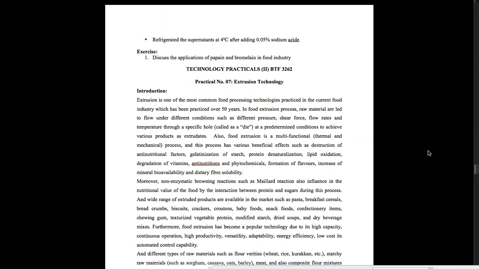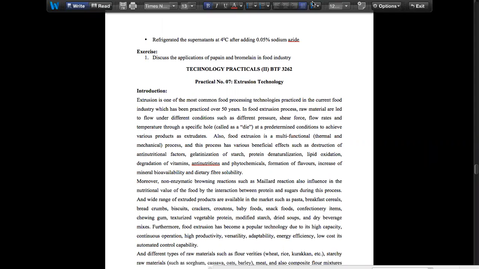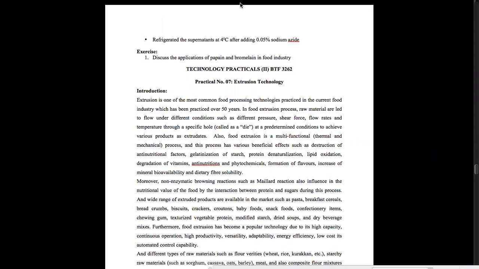Extrusion technology is one of the very important topics you learn, because nowadays extrusion technology is being used in several industries. You know its benefits, and also there are some disadvantages as well. So in this practical, we are going to get hands-on experience on extrusion and using the extruder.